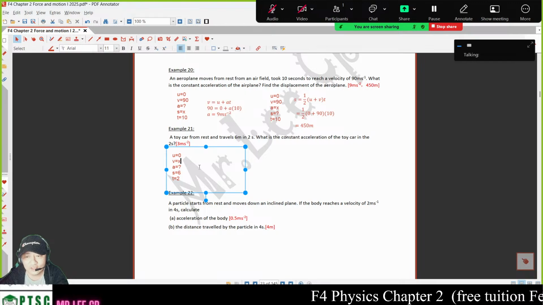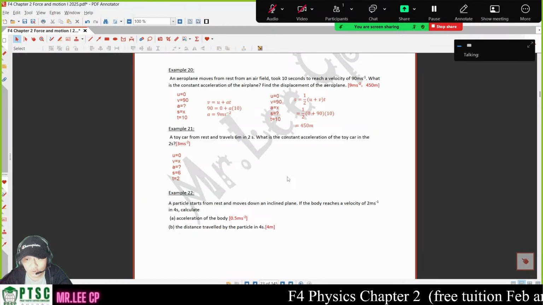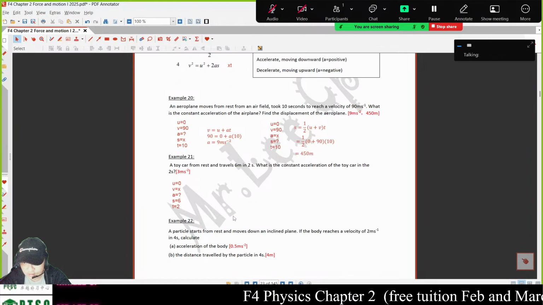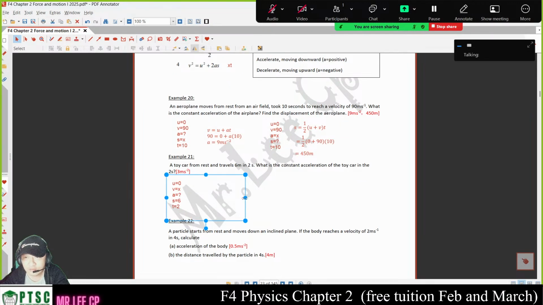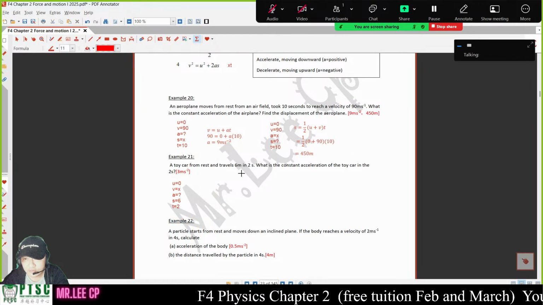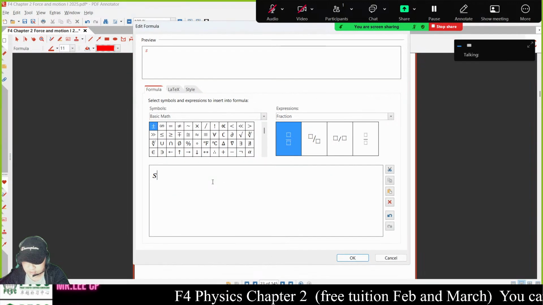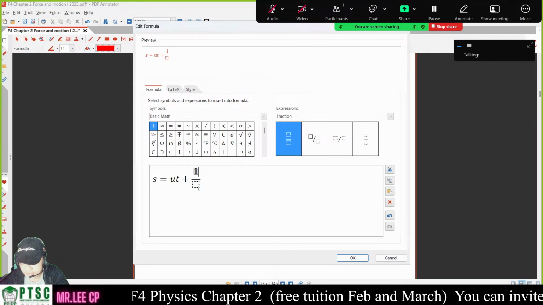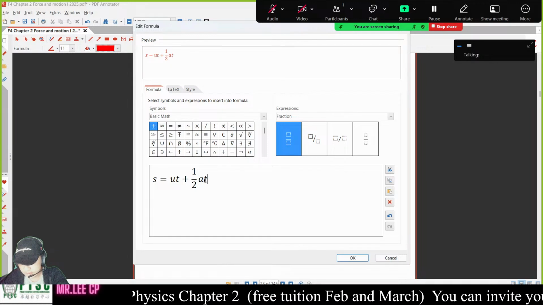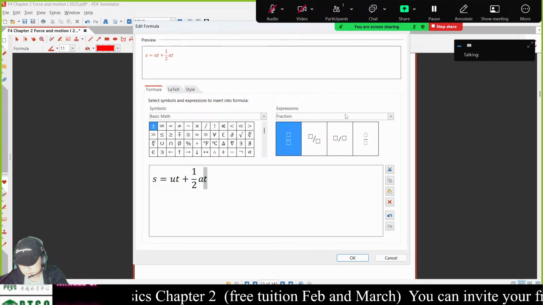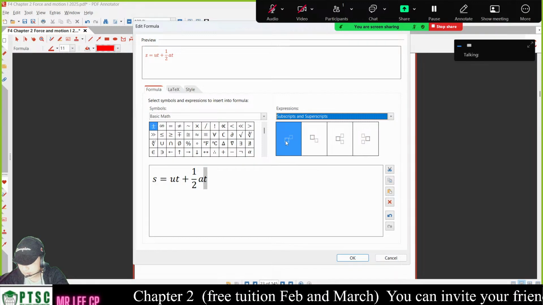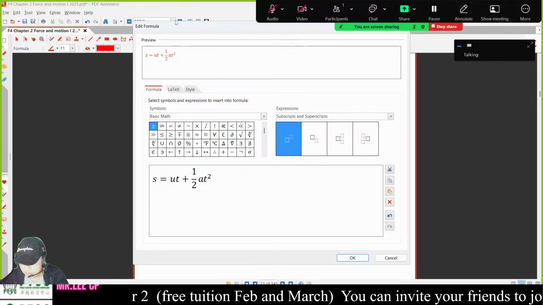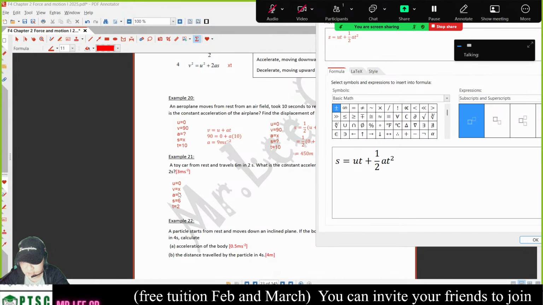So this question we don't have V. No V, we are going to use the third formula. No V, third formula. So the third formula is S is equal to UT plus half AT squared. S, put in 6.